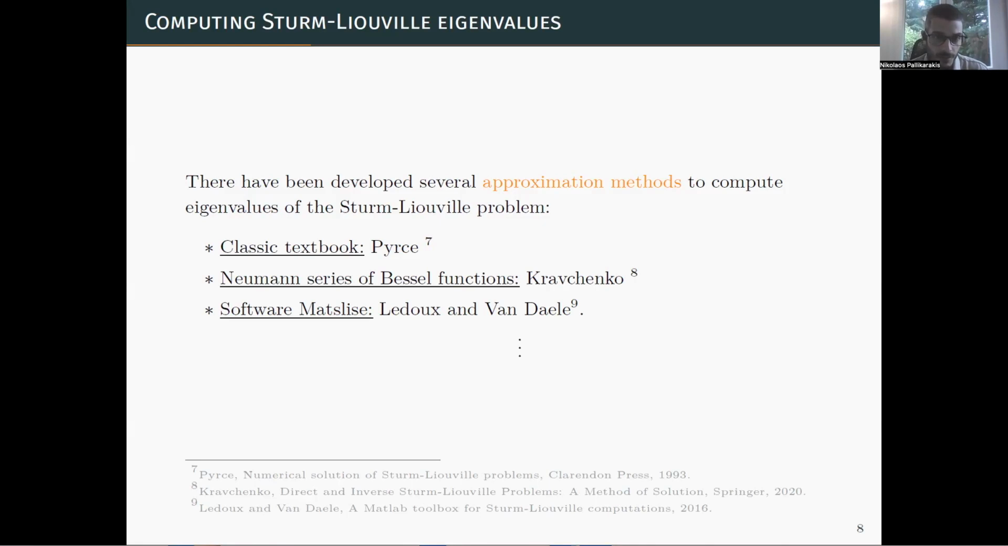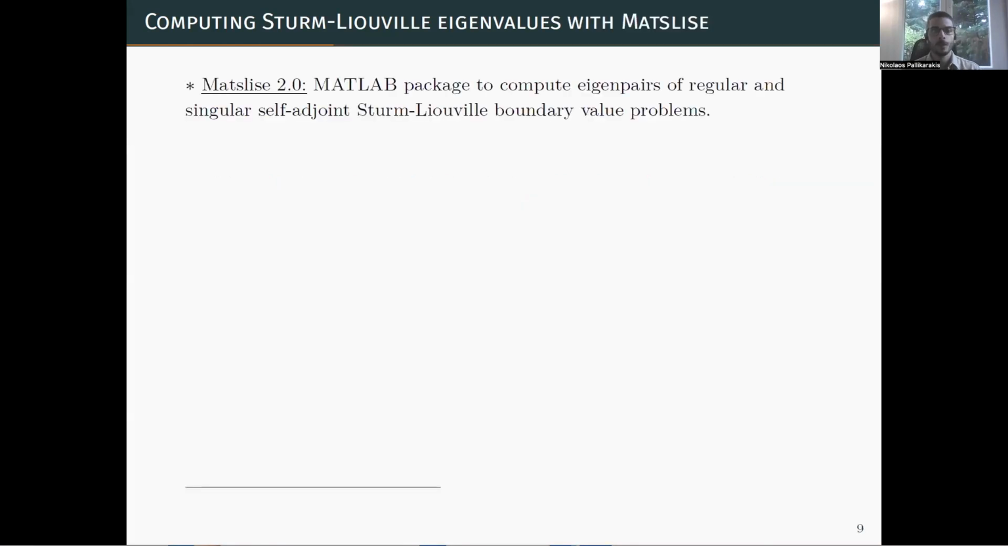and we even have ready-made software for calculating the eigenvalues and the eigenfunctions. For example, the MATSLISE from Ledoux and Van Daele, for which we'll discuss some details now. MATSLISE is a MATLAB package, and there is also a Python package for this called PySLISE. It's used to compute the eigenpairs of regular and singular self-adjoint Sturm-Liouville eigenvalue problems.